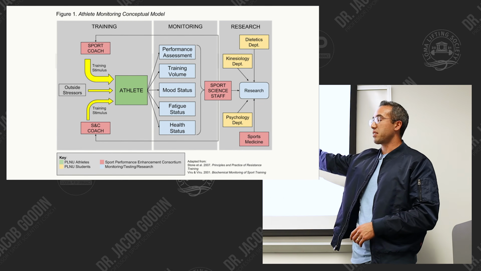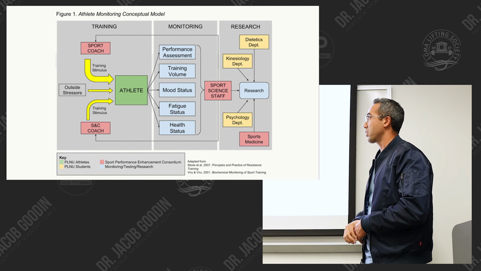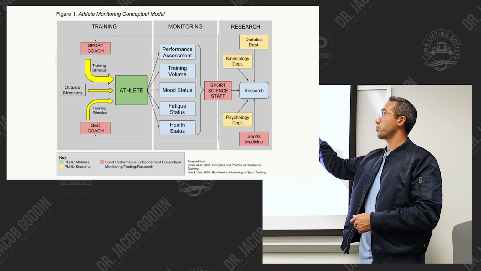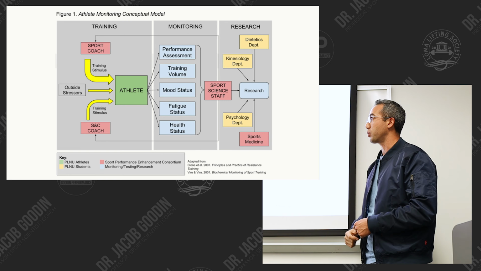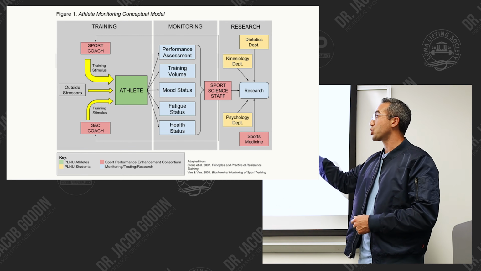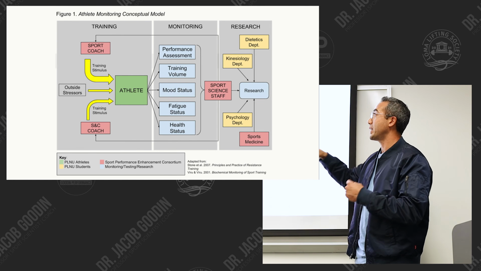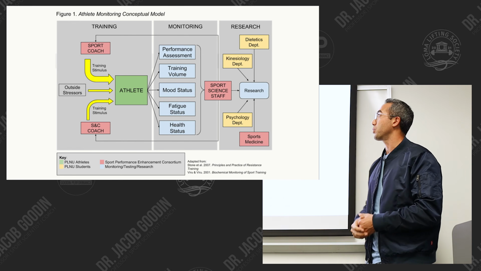We have in green the athlete, of course, this is all centered around the athlete. It's an athlete-centric model. We have all of the inputs, not only the training stimulus, which comes from the sport coach, but also outside stressors, which we have to account for, as well as other training stimuli from the strength and conditioning coaches. Okay, those are the training inputs. Now the outputs, we break them down into some different categories.